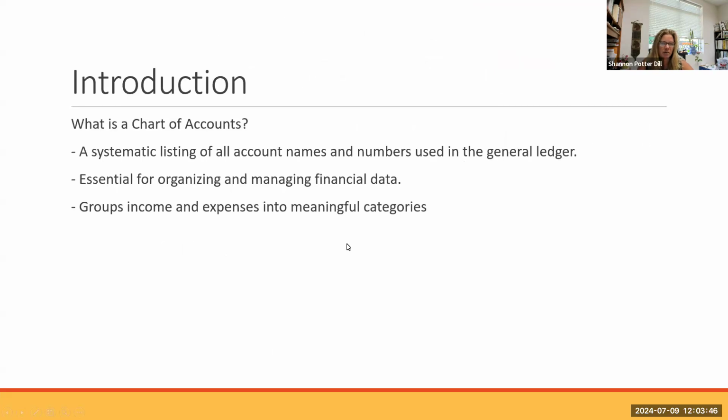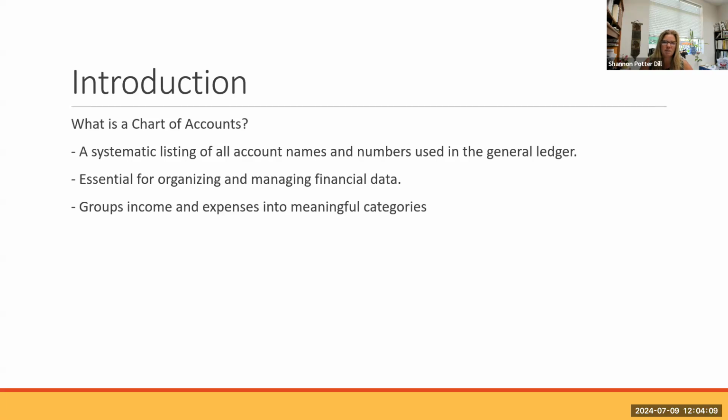So a chart of accounts is really a systematic listing of all the account names. Some people use numbers in your general ledger. This is how you name or categorize your income and expenses. Mostly, there are some other ones that you would bring in and include, but it is that system.